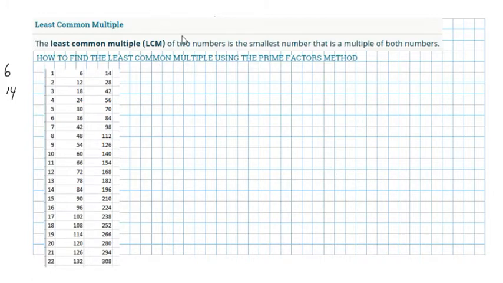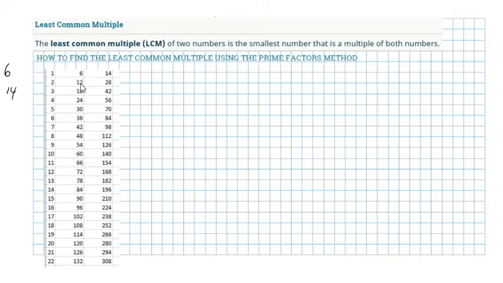What I have here is a little Excel spreadsheet, or the results of some calculations I did on an Excel spreadsheet. And so I have the numbers 6 and 14, and I find the multiples. So what's the multiple of a number? It's the result of multiplying that number by some counting number. So here I'm multiplying 6 by 1, then by 2, then by 3.